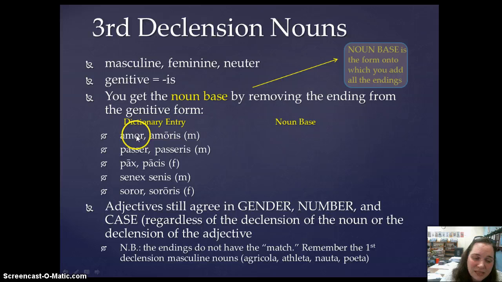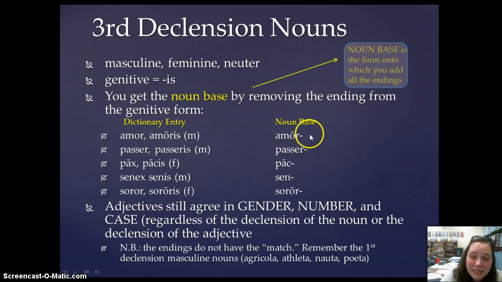So I want you guys to take a second to write out the dictionary entries here. Amor, amoris, passer, passeris, pax, pacis, senex, senis, soror, sororis. And I would like for you then to write down what you think the noun base is going to be. So just take a second to do that. Go ahead and push pause.